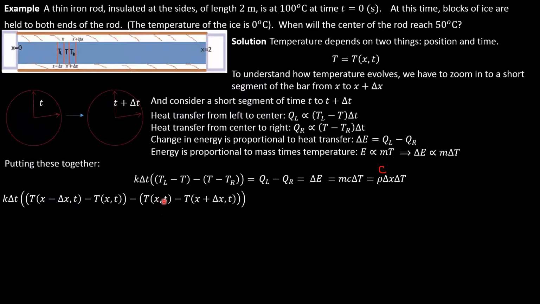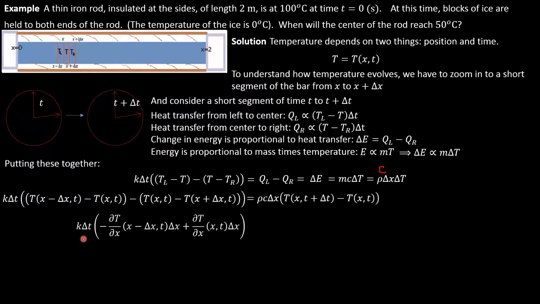But then what is TL? TL is just the temperature at position x minus delta x at time t. T is the temperature at x at time t. TR is the temperature at x plus delta x at time t. So these are true for this. On the right-hand side, we have rho c delta x delta t. Well, the change in temperature is just the temperature in the future at t plus delta t minus the temperature at the present. That's the change in temperature. So we have this.